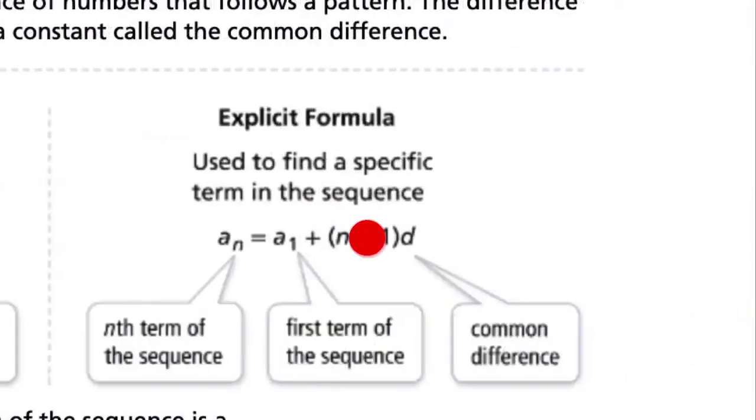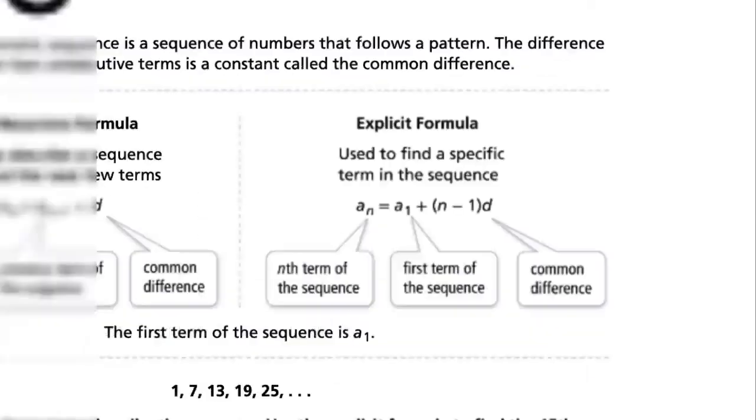This formula is the one that you're going to have to pay really close attention to, because this one is used to find a specific term in the sequence. So remember, a_n means the nth term of the sequence. There are two things you need for the explicit formula. You need the first term, meaning the first number in the pattern, and you need the common difference. Those are the only two things you need when doing the explicit formula.